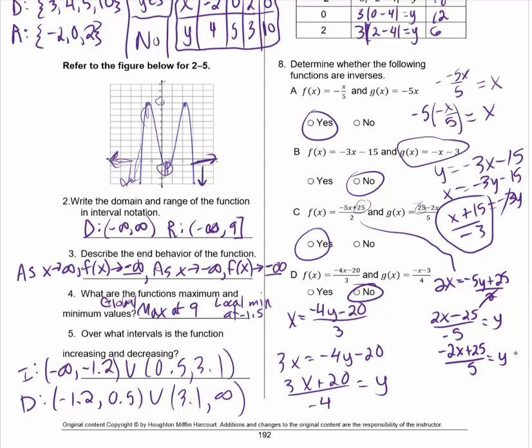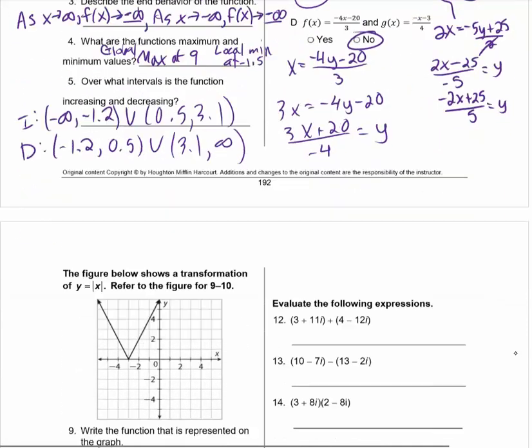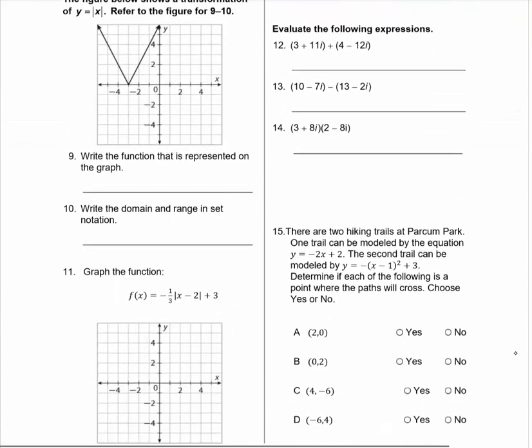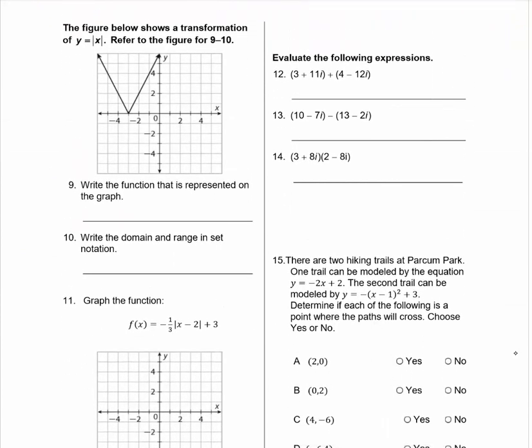Let's look at the next question. The figure below shows a transformation of y equals the absolute value of x. Refer to the figure for numbers 9 and 10. So write the function that is represented on the graph. This graph has been shifted to the left 3. So that's something we're going to have to incorporate.